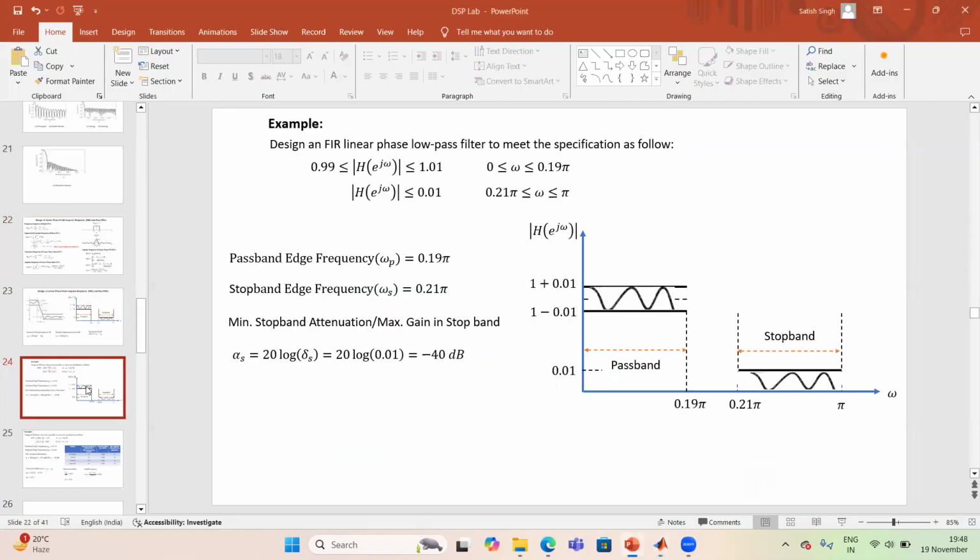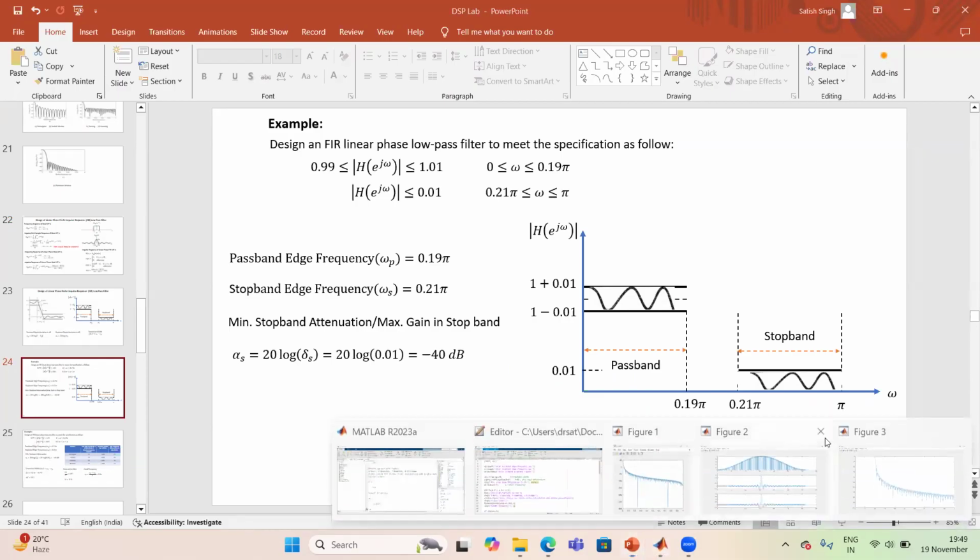So within this stop band, the maximum gain offered should be minus 40 dB, or it should be less than minus 40 dB. The stop band starts from 0.21 pi. So here you just try to see at 0.21.